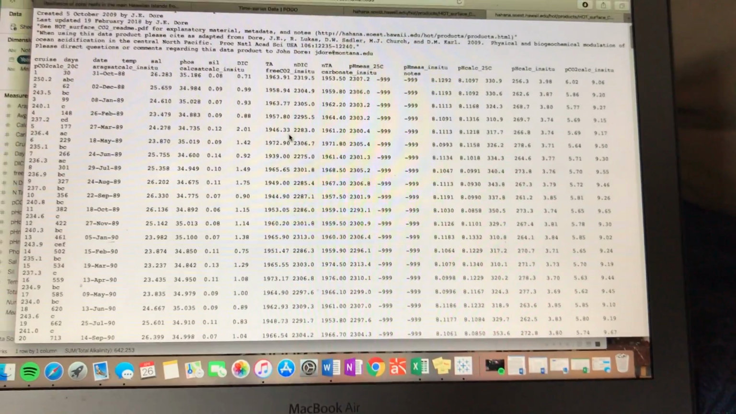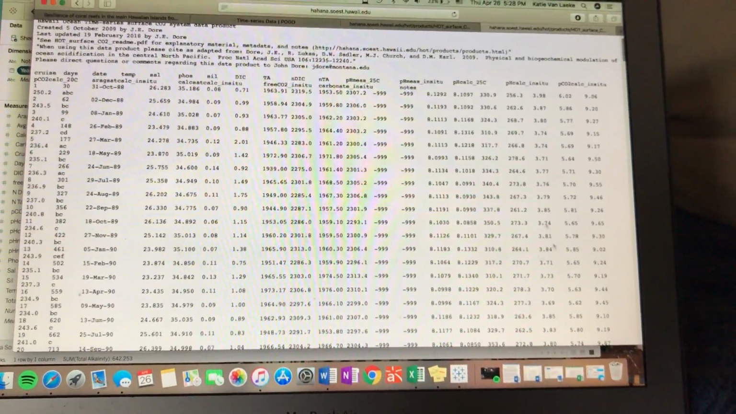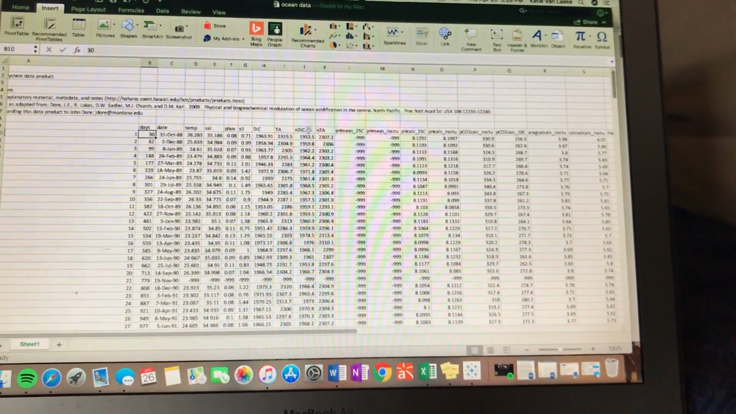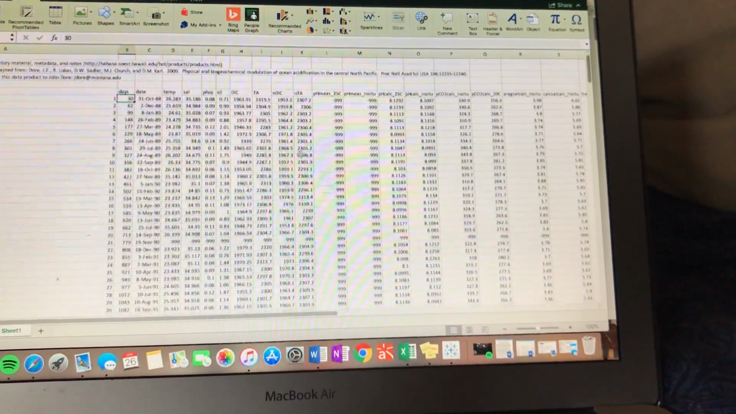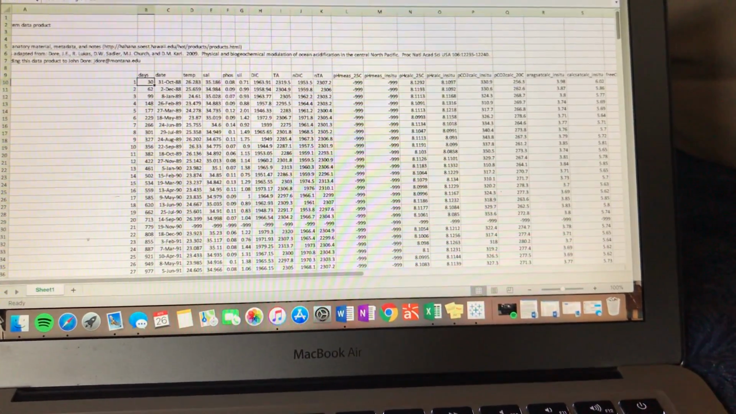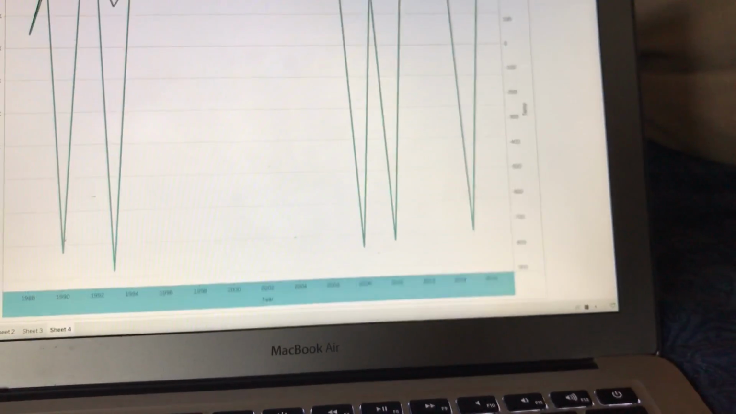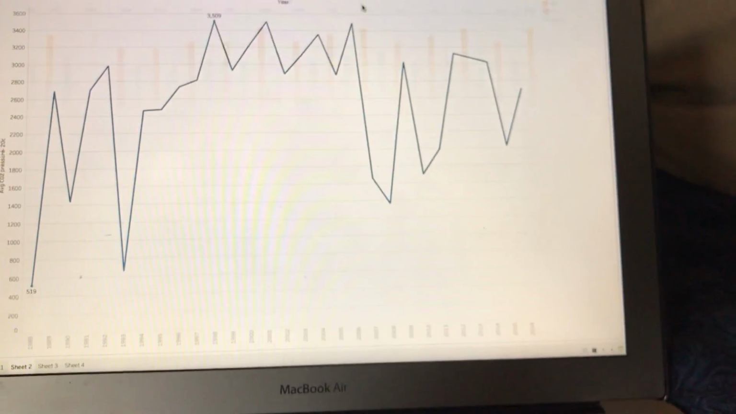This is the data that I received. I got it in a text file, so I decided to take this, clean it up, and I exported it into Excel using spacing as a delimiter. And then I put it into Tableau to create some graphs that I thought were really interesting.